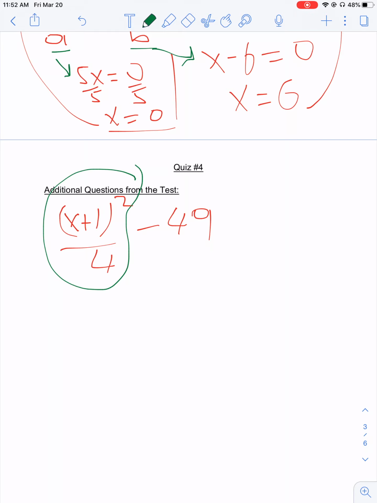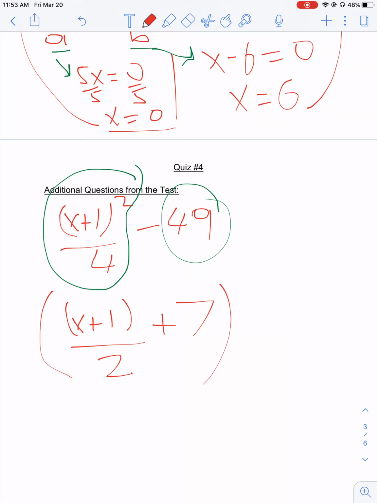The square root of (x plus 1) squared is just x plus 1. You essentially take the square root of your numerator and denominator separately. So the square root of (x plus 1) squared is just x plus 1, and the square root of 4 is just 2. Then you take the square root of whatever is on the right-hand side of your minus sign, so this guy. Put a plus sign. The square root of 49 is 7.